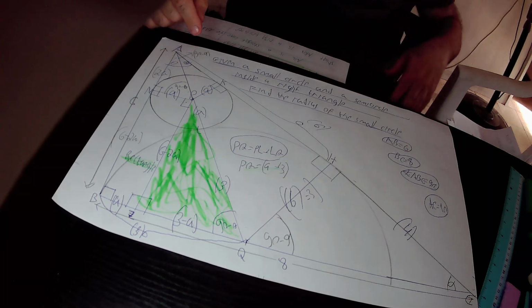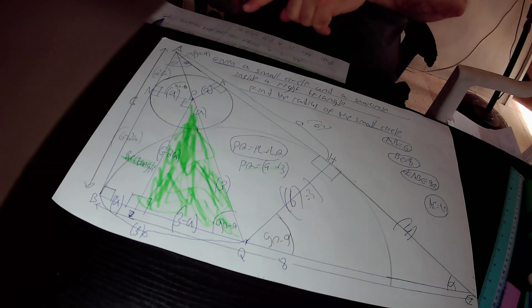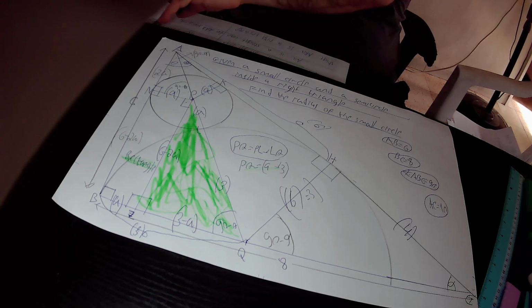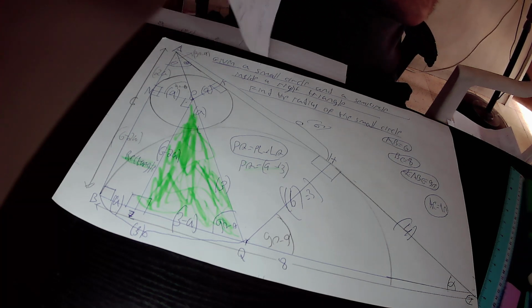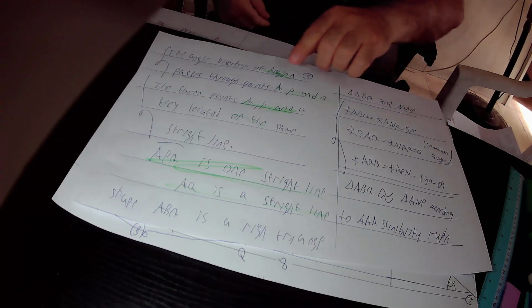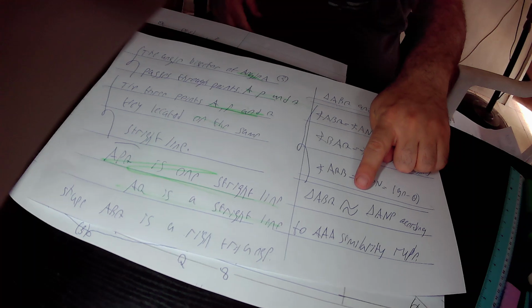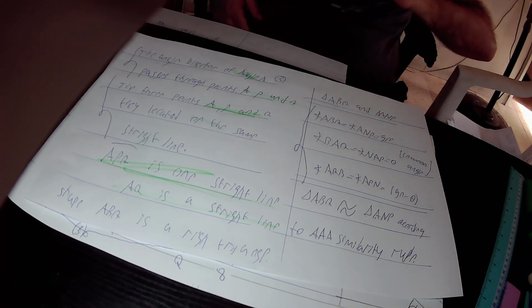So we have proved that all the angles of the big right triangle ABQ are correspondingly equal to all the angles of the small right triangle ANP. Therefore, those two right triangles are similar to each other according to the angle similarity rule. To repeat, we proved that the big right triangle ABQ is similar to the small right triangle ANP according to the angle similarity rule.